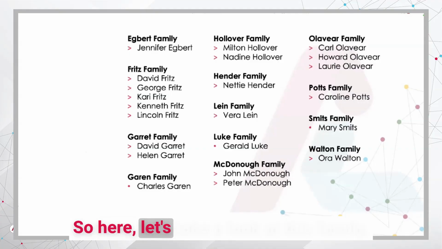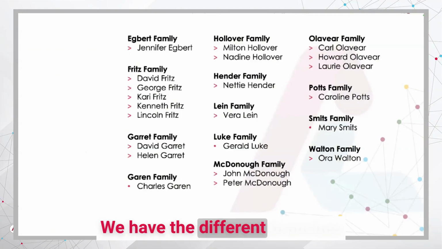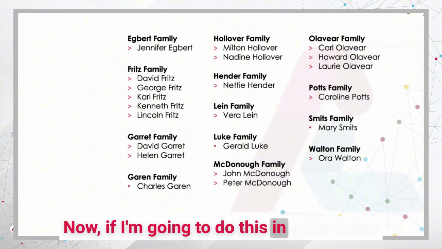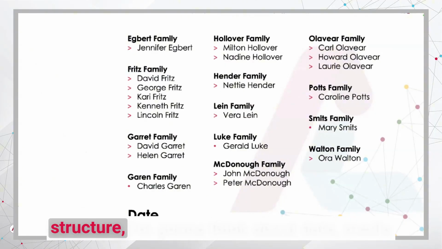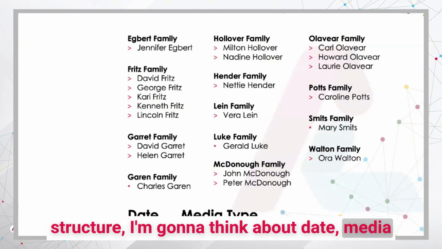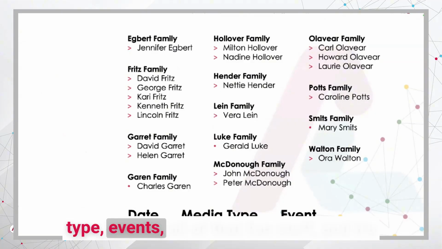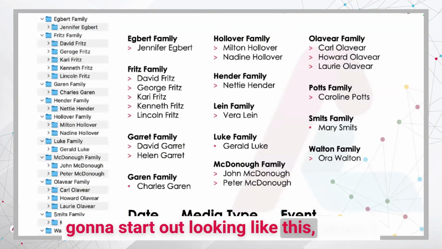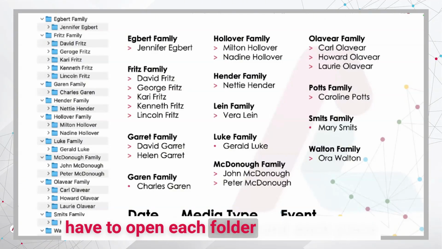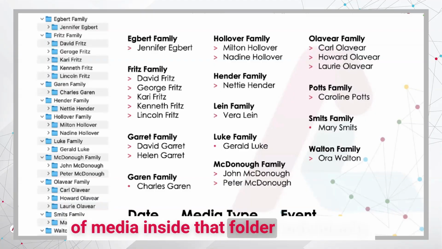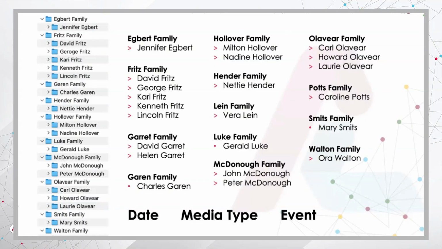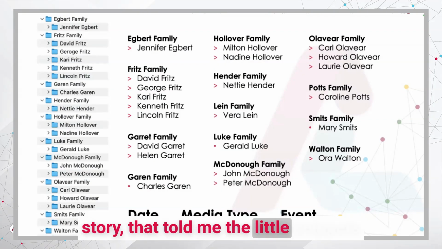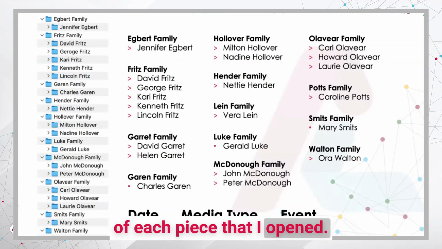So here, let's take a look at this family. We have the different branches and their family members. Now, if I'm going to do this in a file folder structure, I'm going to think about date, media type, events, all of that fun stuff. And it's going to start out looking like this, where I have to open each folder and each piece of media inside that folder individually. To me, that didn't tell my family story. That told me the little snippet of each piece that I opened.